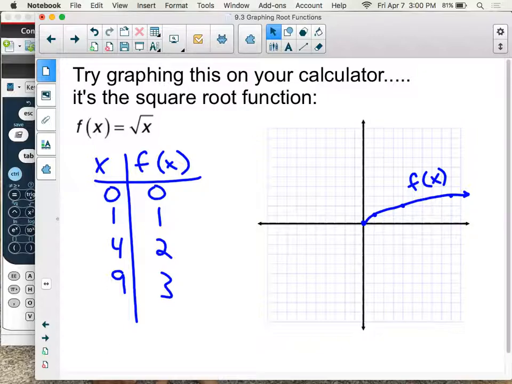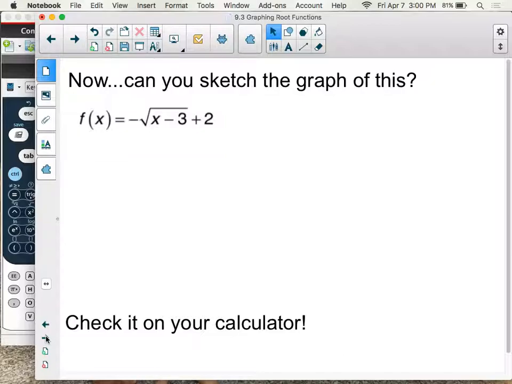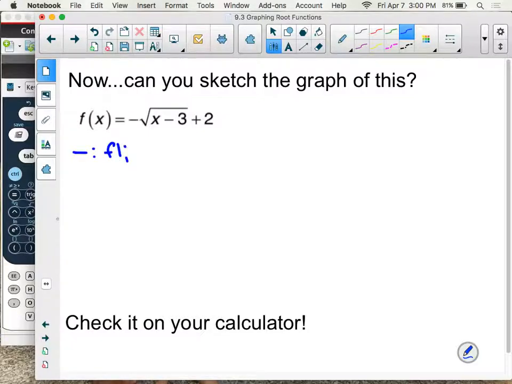And guess what? You know those transformations? They still apply. Just like the transformations to the x squared, just like the transformations to the absolute value, these transformations still work too. So when you look at this, tell me what some of these transformations are doing. Remember that the negative flips the graph over. Remember that the 3 means move it to the right 3. And that the plus 2 means it goes up 2. So that point 0, 0, which was kind of like our vertex, the next new point on our graph is going to be that point 3, 2.